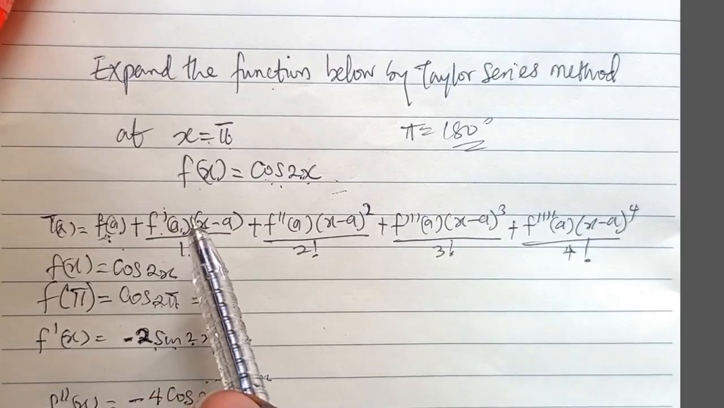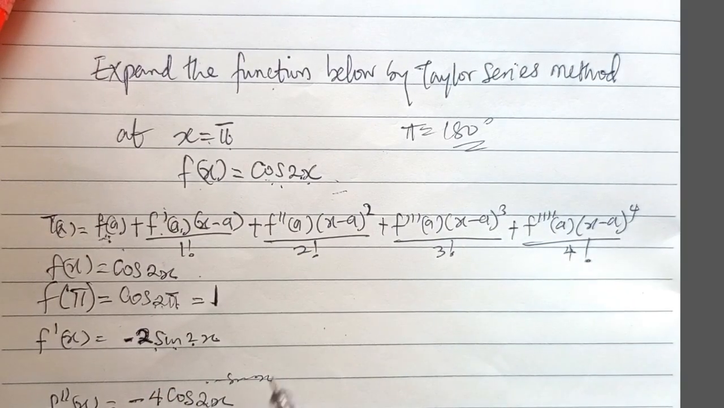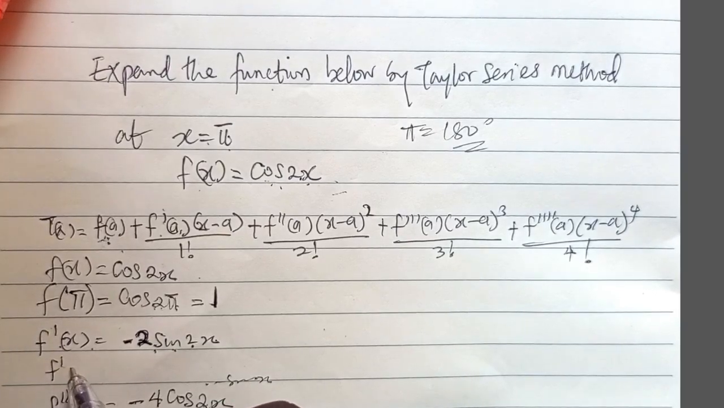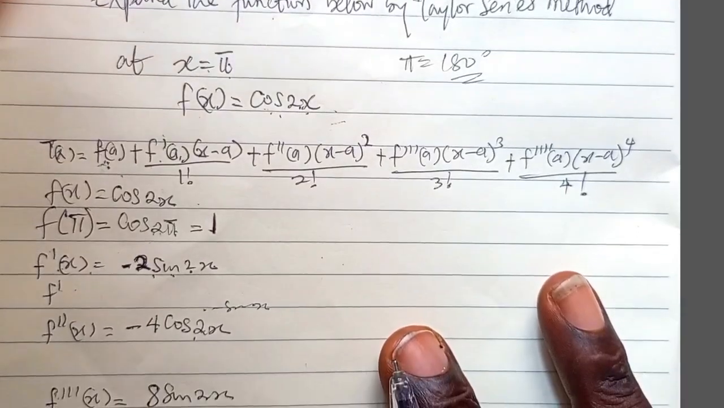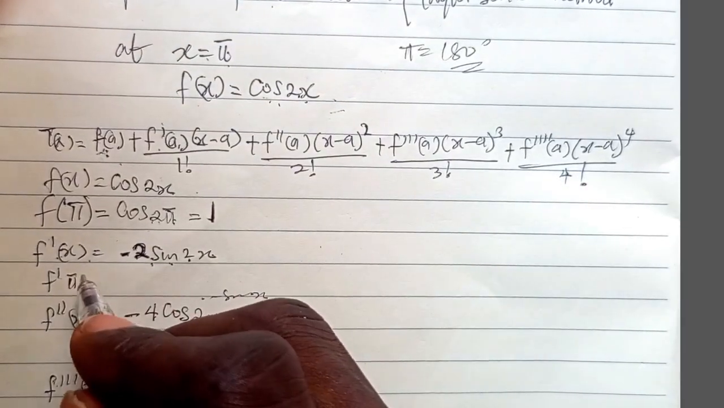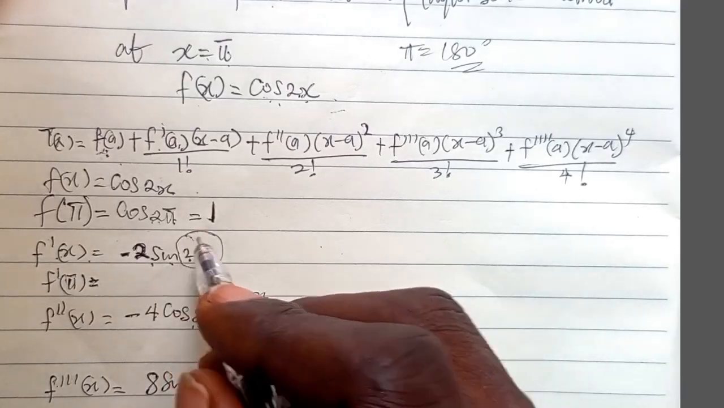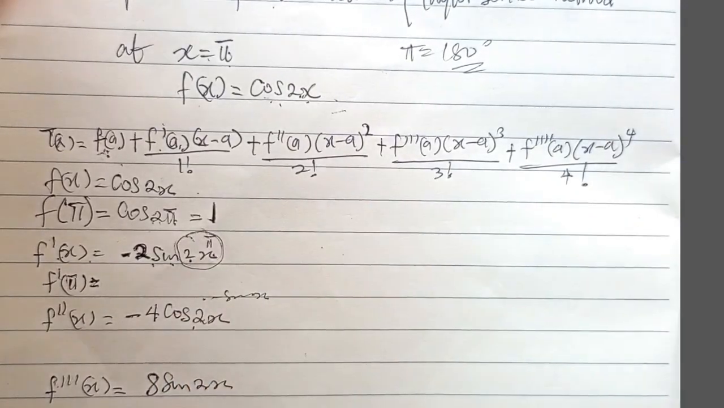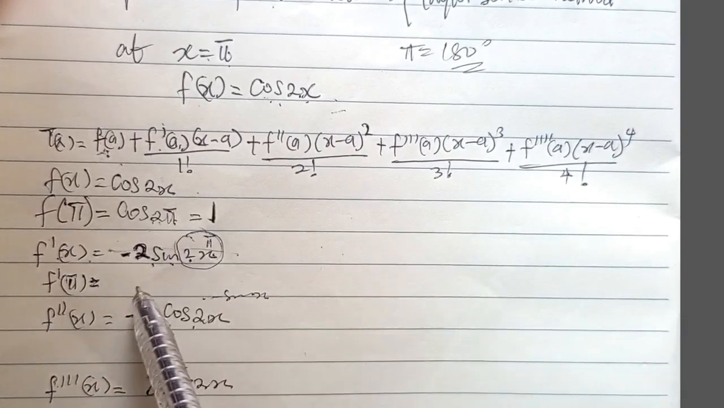F prime of a. A is pi. So if I put it as pi, the first one will be f prime of pi. What are you going to get? So this give me sine 2 pi. So whenever I see x, I'm putting pi there. So this will be sine 2 pi. 2 pi means 360. Sine 360 is 0. So 0 times all these ones will give me 0. So this one will be 0.